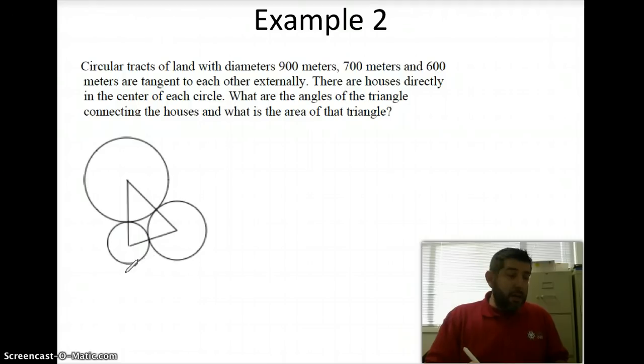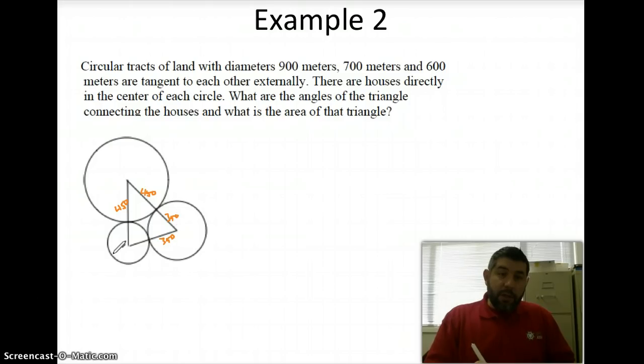Now it says that we have three circular tracts of land and the diameters are 900, 700, and 600. So the longest diameter here is 900, so half of 900 is going to be 450. I'm going to go ahead and draw and label the radius here, 450, and then this radius is 450. The radius of the medium circle is 350.